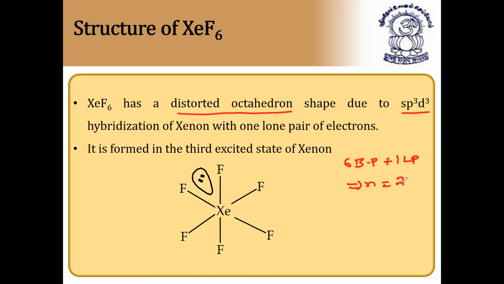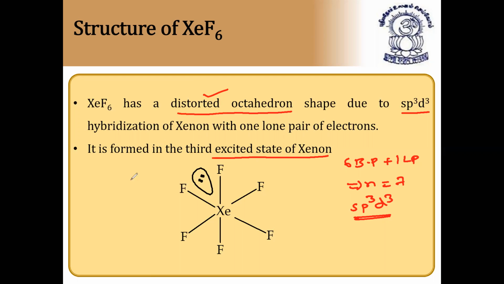If n is equal to 7, what type of hybridization is it? sp3d3, 3 plus 4 is 7. So sp3d3. So it has 1 lone pair and 6 bond pairs. Notice the shape of xenon hexafluoride, distorted octahedron. It is formed in the third excited state of xenon.